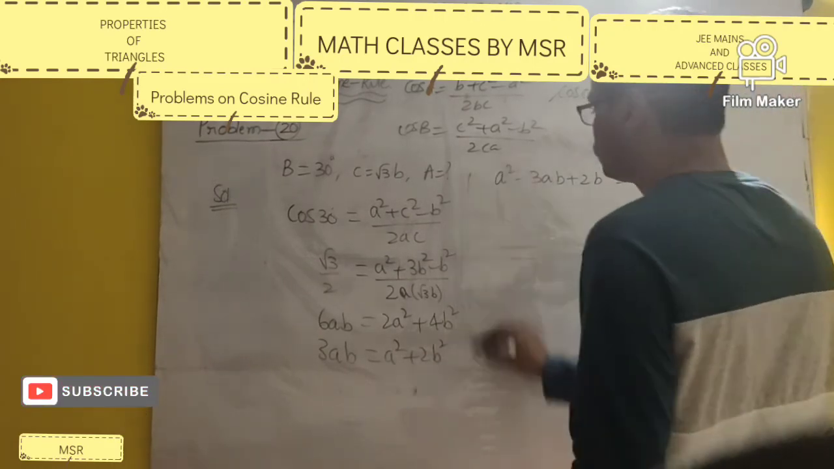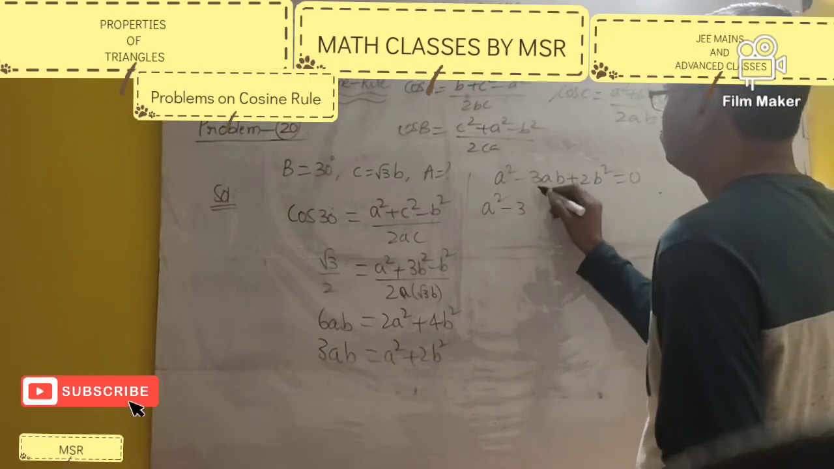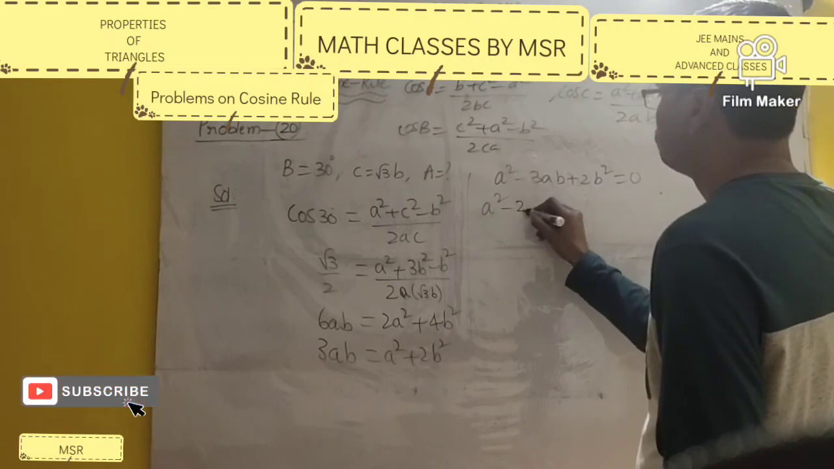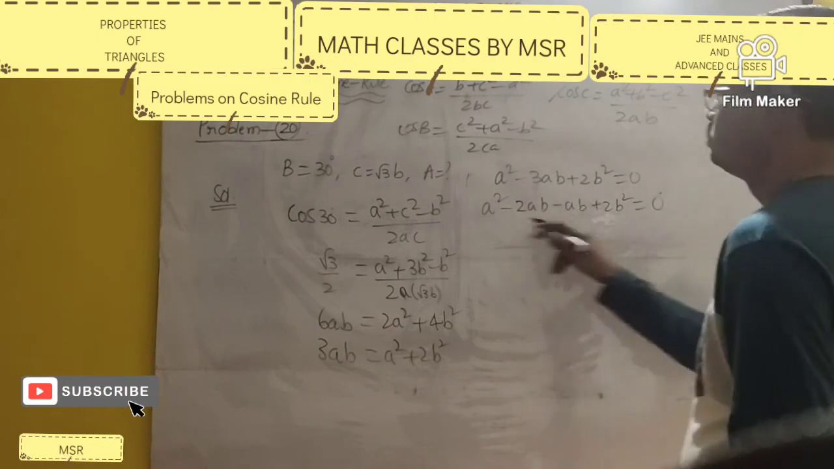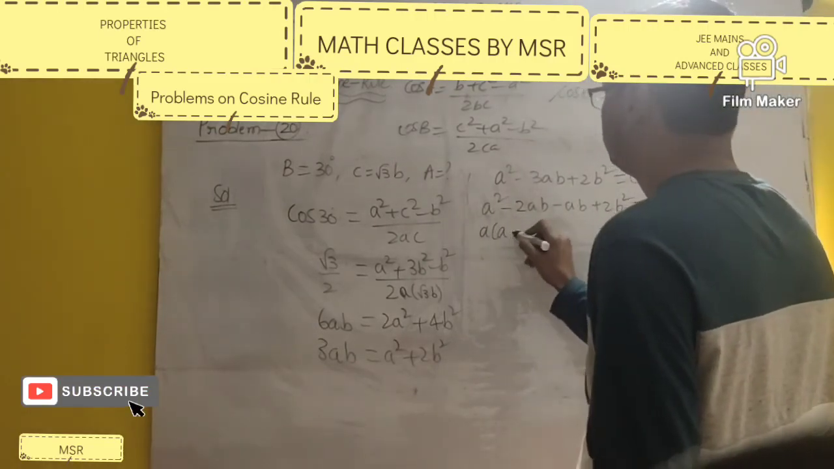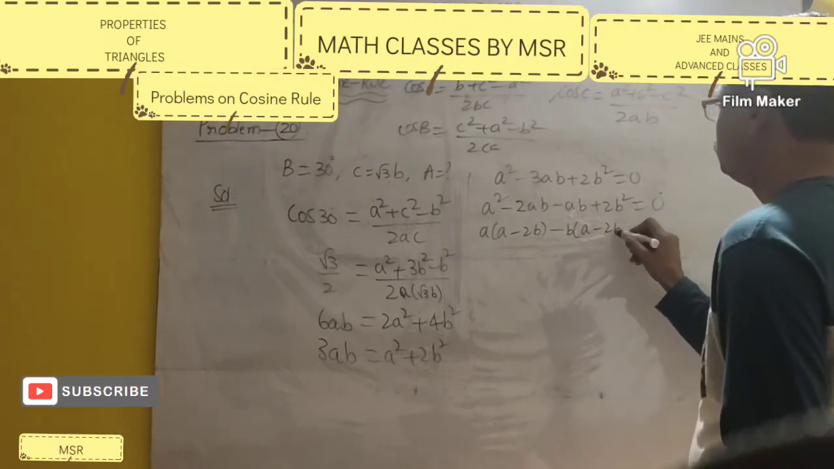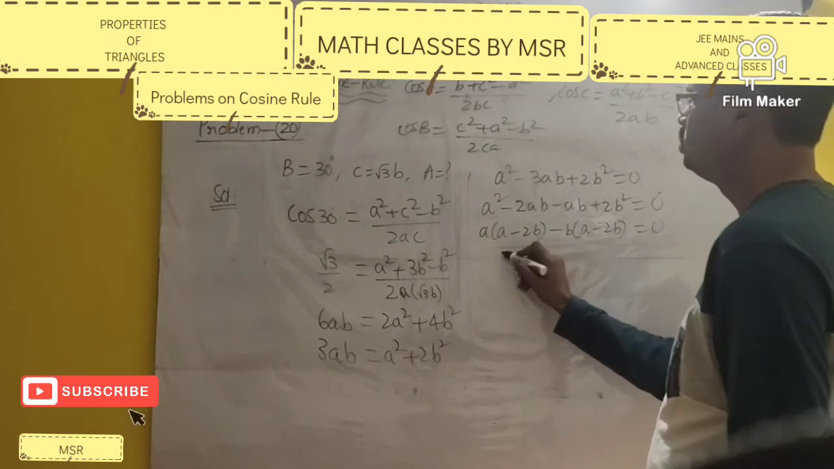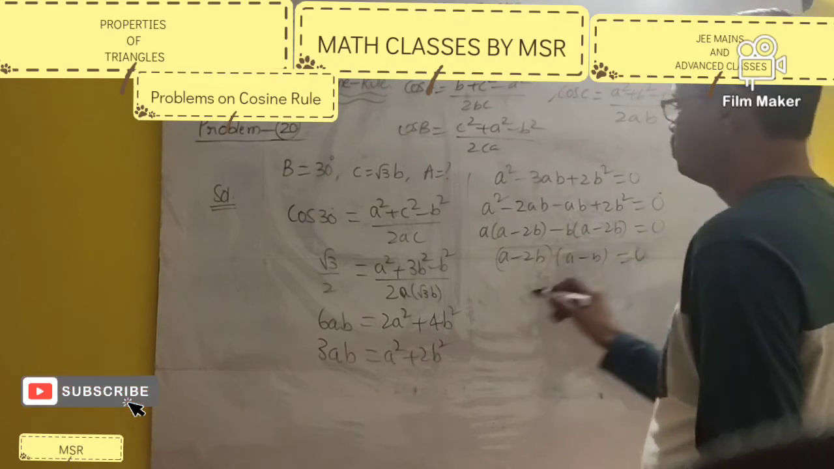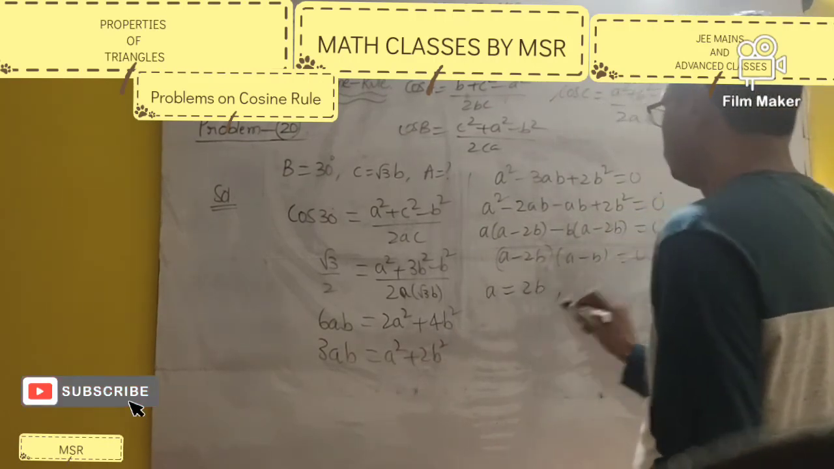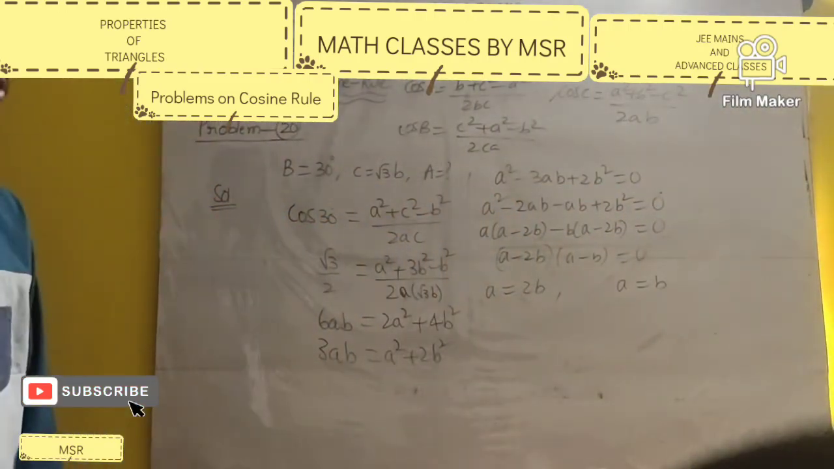This we can factorize actually. I will write A square minus 3AB as minus 2AB minus AB plus 2B square equals 0. Take A common: A into A minus 2B. Take minus B common: A minus 2B equals 0. So A minus 2B common, A minus 2B into A minus B equals 0. That means A is equal to 2B or A is equal to B.